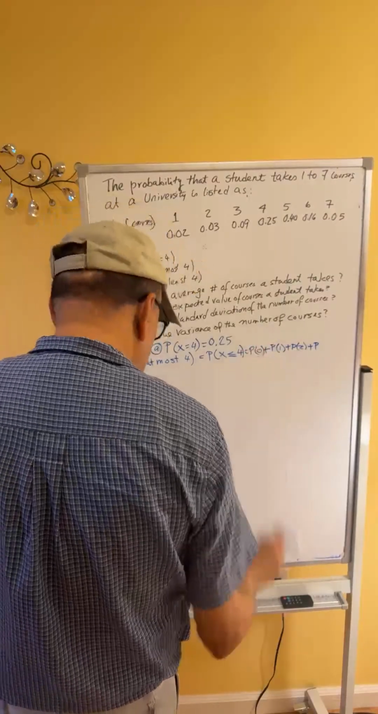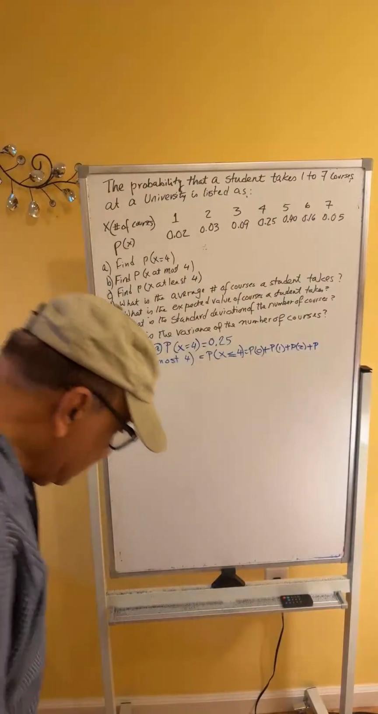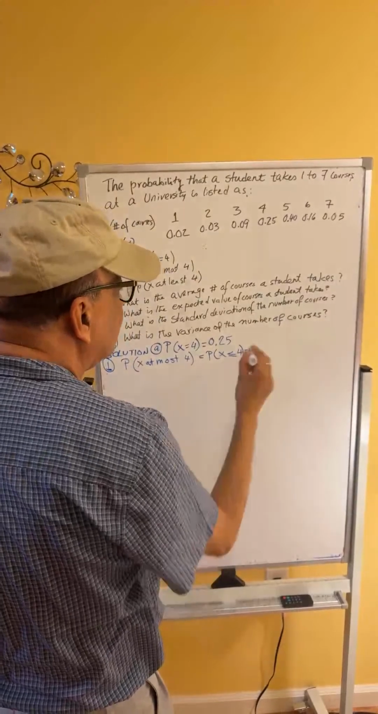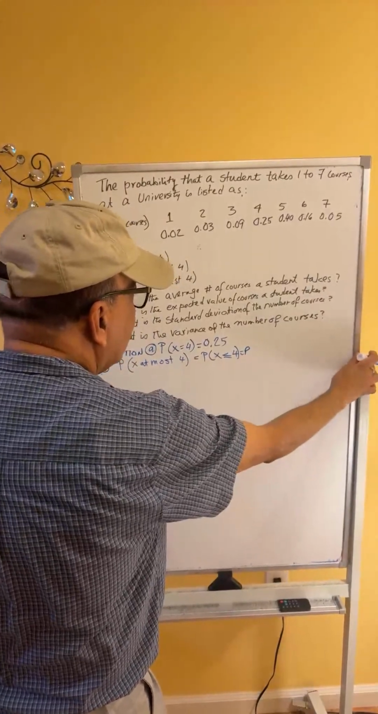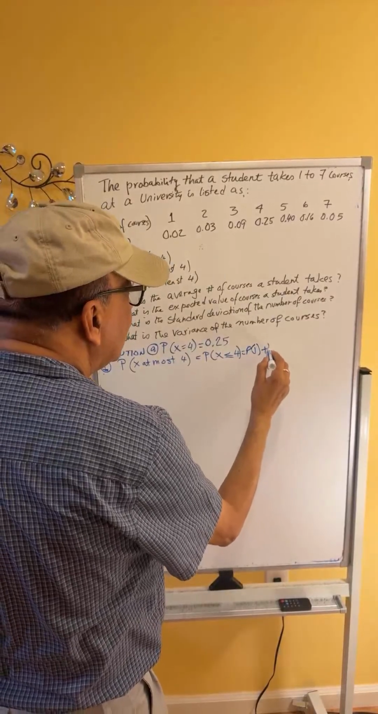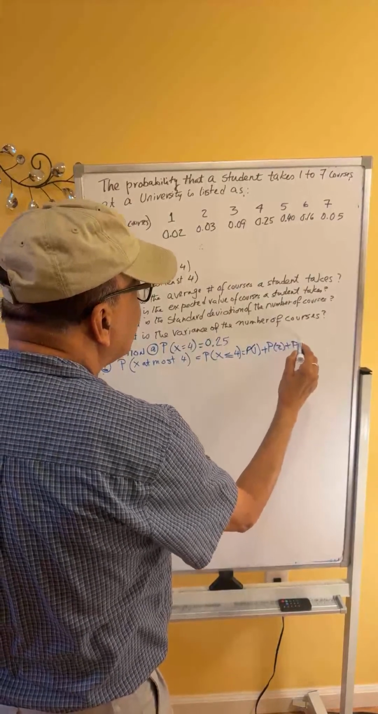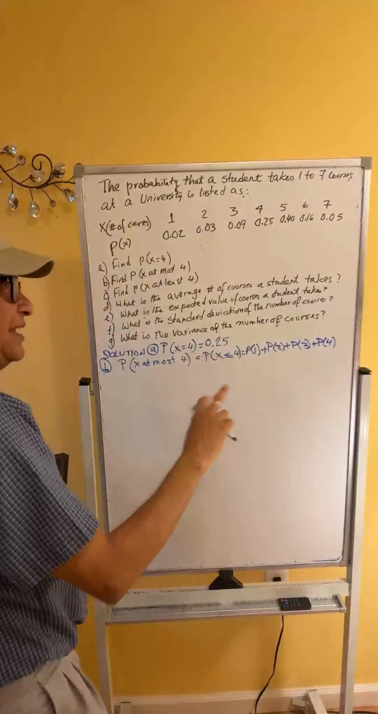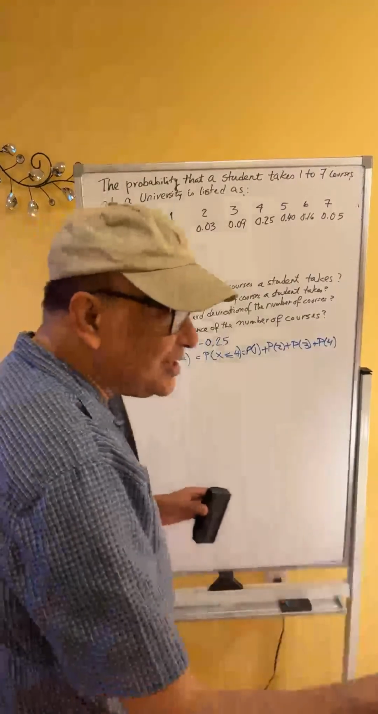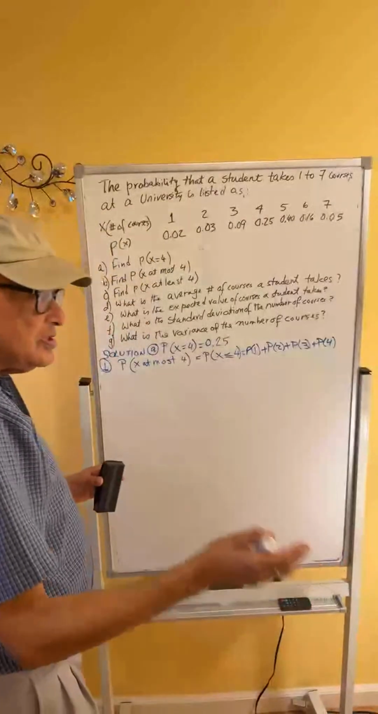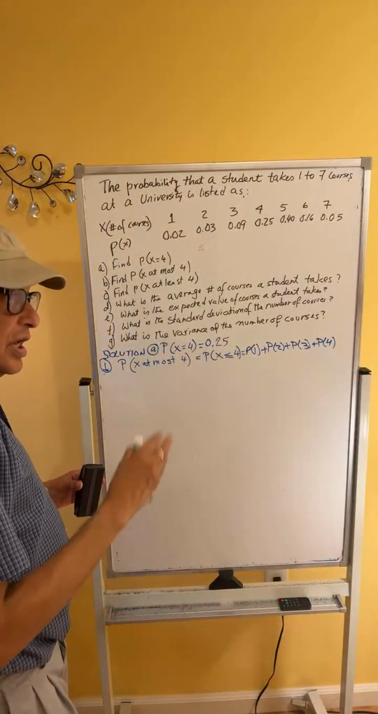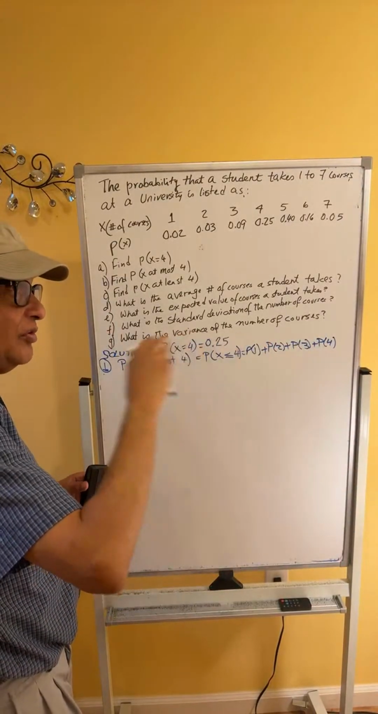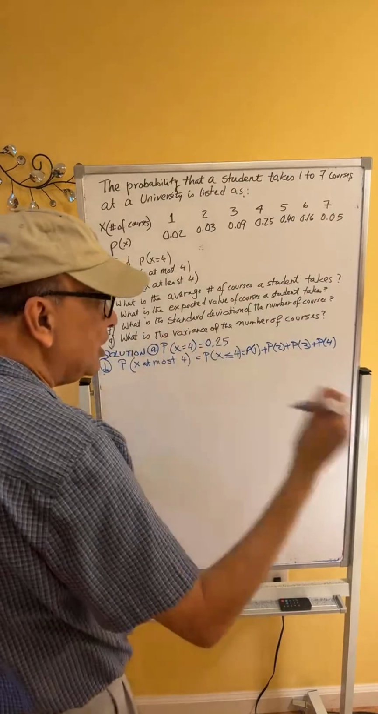There is no 0. So I'm mistaken here. Let me correct it. There are no 0 courses in this. You have to take a minimum of 1 course. So it is P1 plus P2 plus P3 plus P4. That is at most 4. The reason we are adding these probabilities is because the person can take 4 courses or 3 courses or 2 courses or 1 course. And these are independent events. We do not know which one is really going to happen, so we add all the probabilities up to 4.